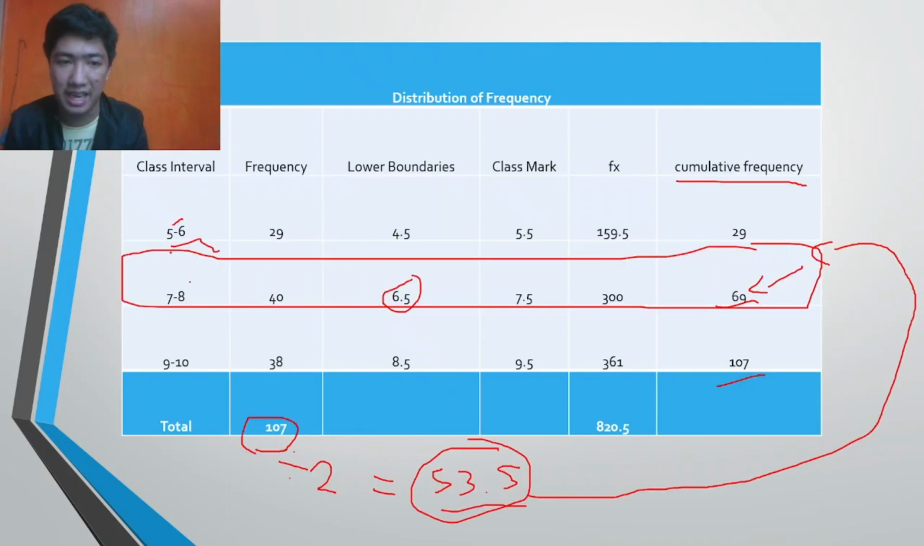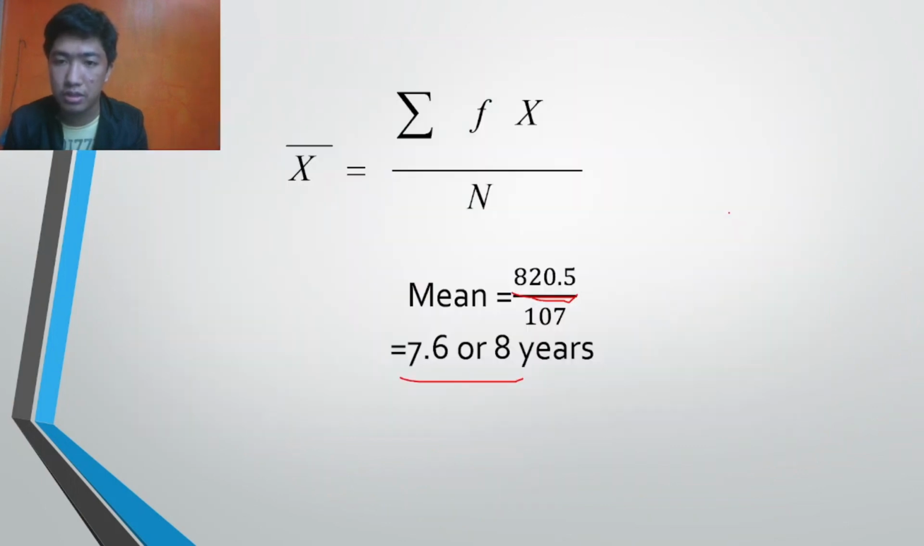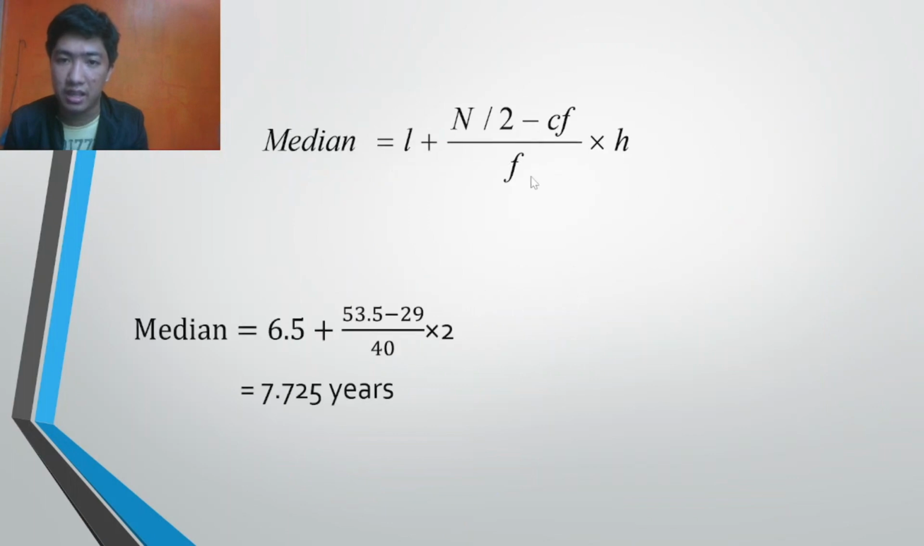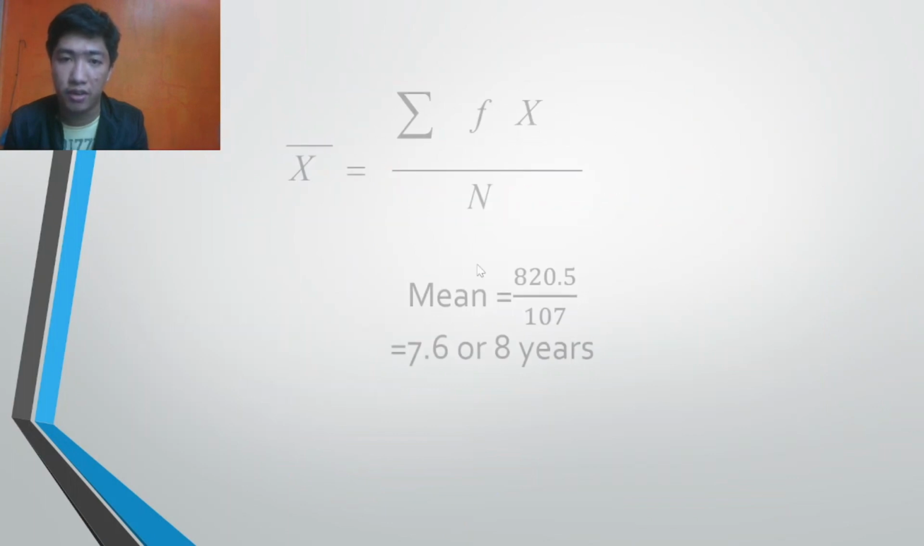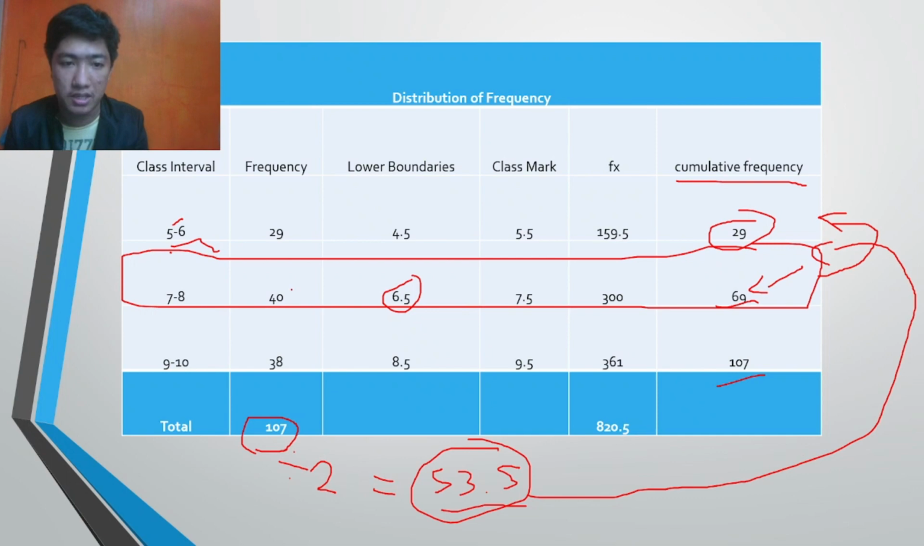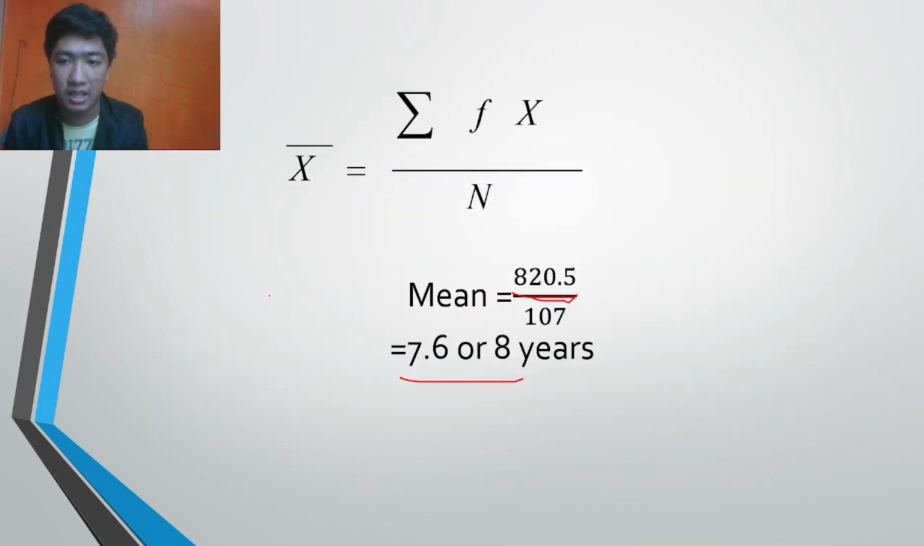To find this, you have to look back at the median class. So this is our median class. In the formula, it says the pre-median class. So you have to find what is before the median class, which is 29. This is our CF right here. So that's 29. Then the f is the frequency of the median class, which is 40.